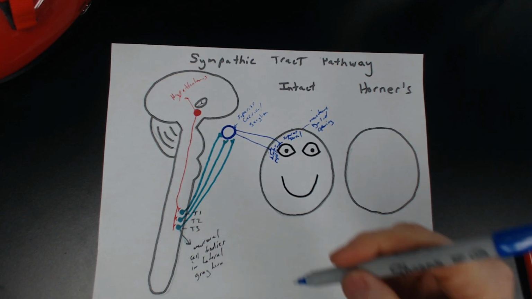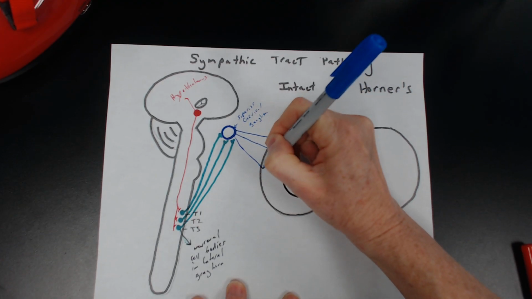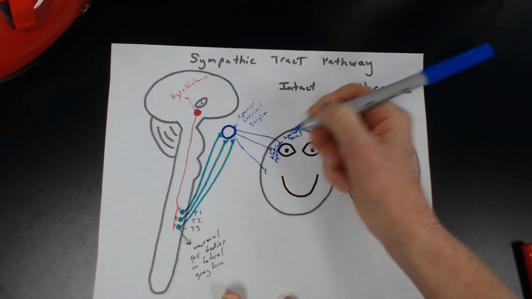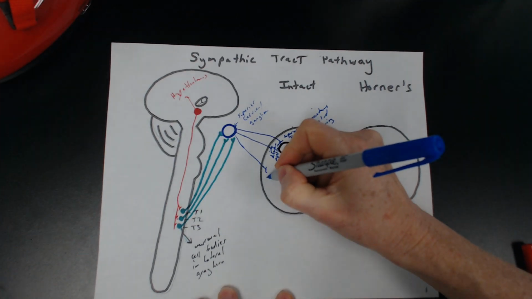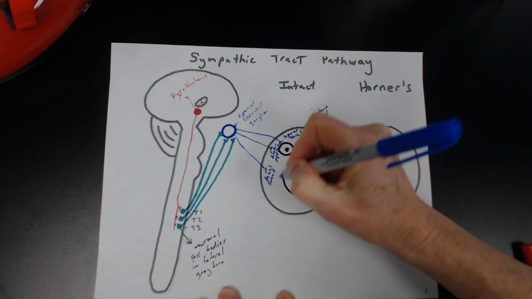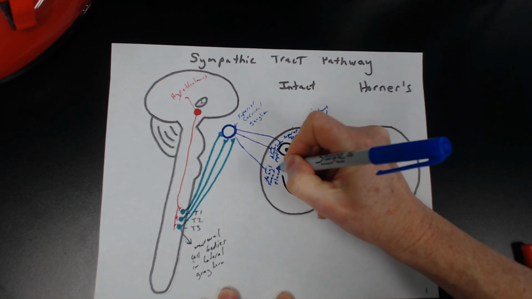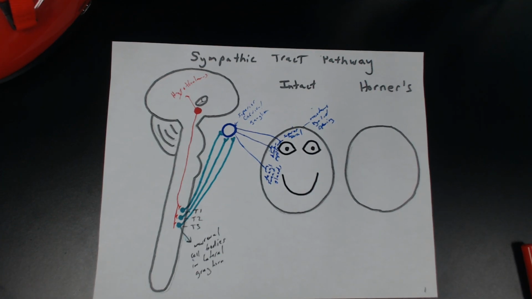And then there's going to be one more axon sent out by the superior cervical ganglion, and that is going to provide innervation to facial sweat glands. So facial sweat glands are there to help with cooling of the face with exertion.